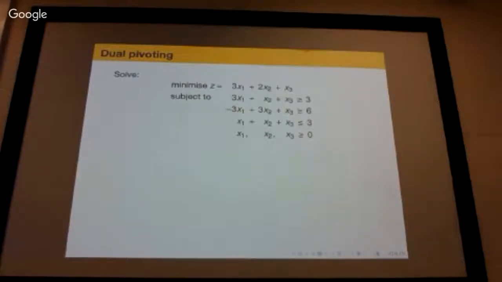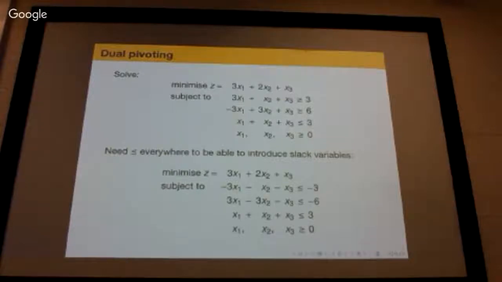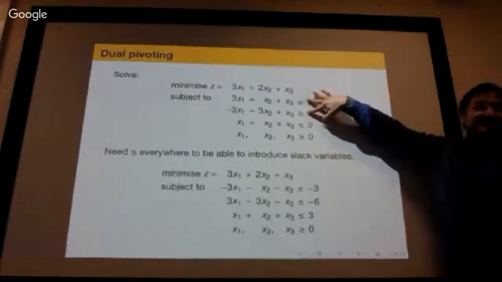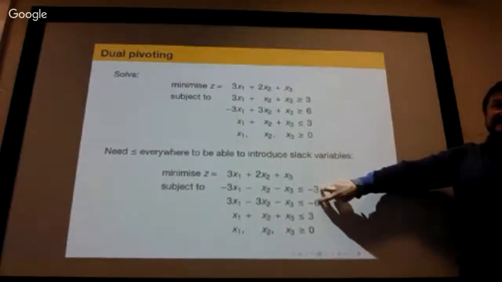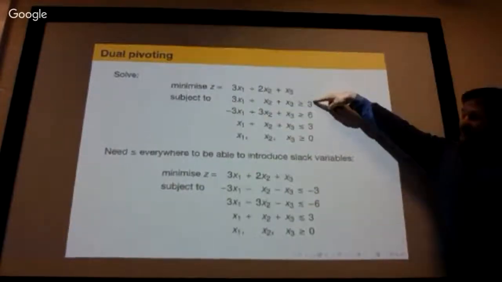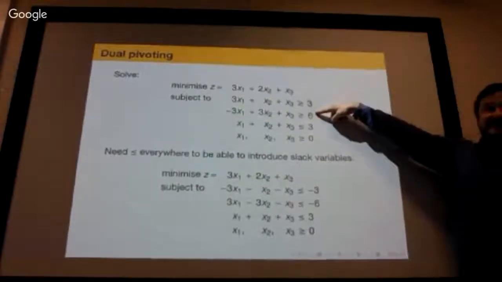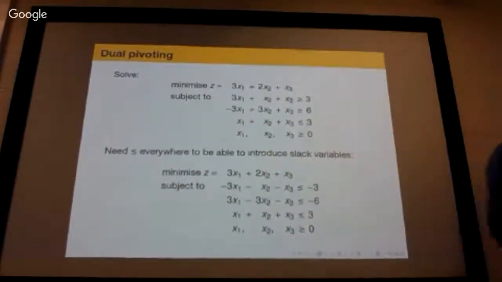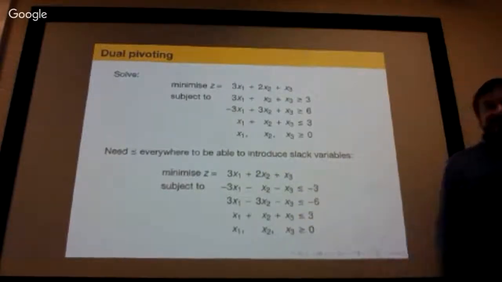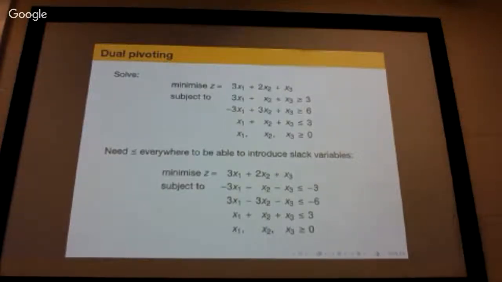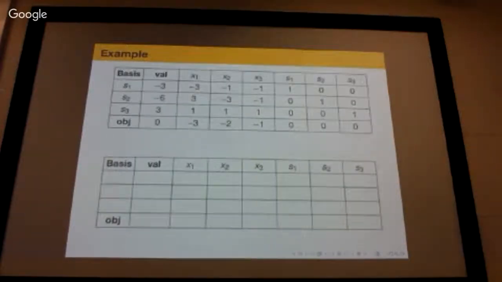If we get a problem like this, what we're going to do first is convert the constraints that are going the wrong way into ones that are going the right way, but have negative right-hand sides. So if I times this constraint by -1, I get this one, and if I times this constraint by -1, I get that one. And now in this situation, I could just do what I'm used to: add slack variable 1, slack variable 2, slack variable 3, and get a tableau that looks like this.